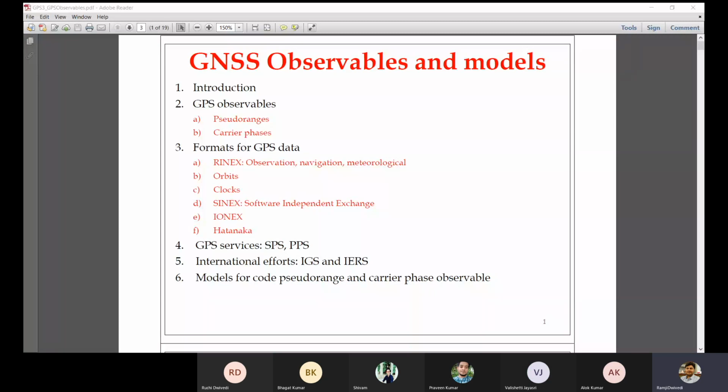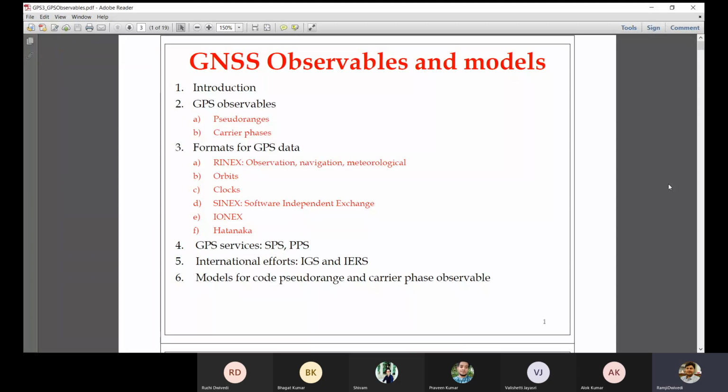Okay, so the screen is visible now. Yes, sir. Okay, so let us today start the segment of GNSS observables and models.